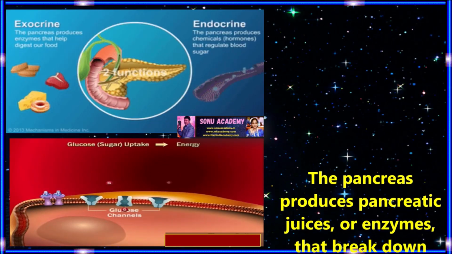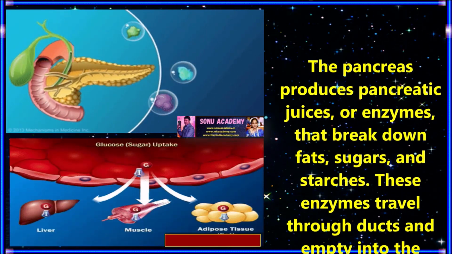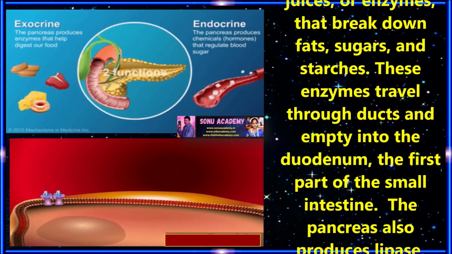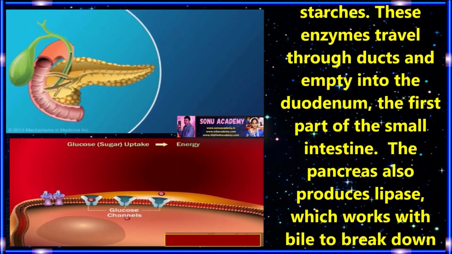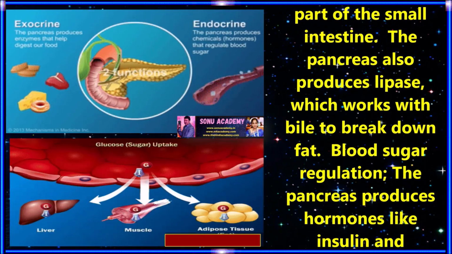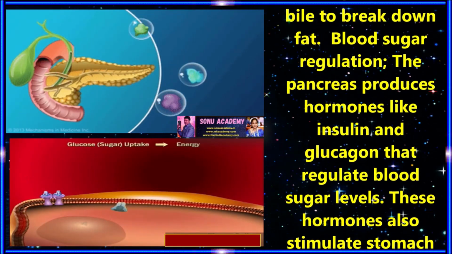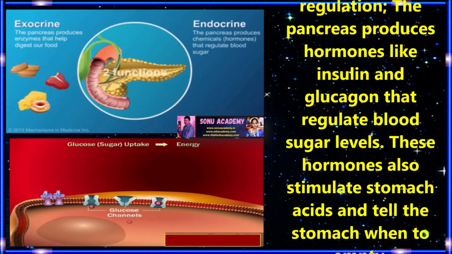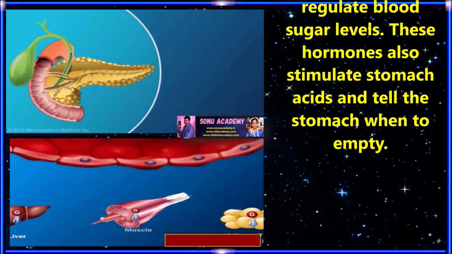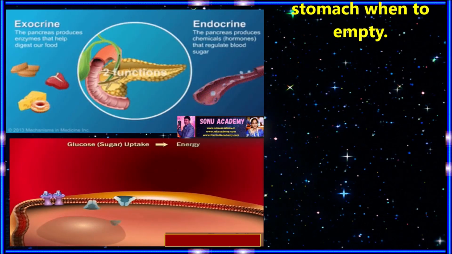The pancreas produces pancreatic juices or enzymes that break down fats, sugars, and starches. These enzymes travel through ducts and empty into the duodenum, the first part of the small intestine, and the pancreas also produces lipase, which works with bile to break down fat. Blood sugar regulation: the pancreas produces hormones like insulin and glucagon that regulate blood sugar levels. These hormones also stimulate stomach acids and tell the stomach when to empty.